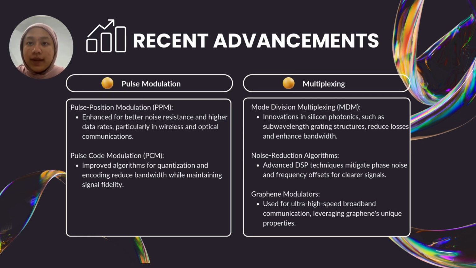And then for multiplexing, we have mode division multiplexing, MDM. Innovations in silicon photonics, such as sub-wavelength structures, reduce losses and also enhance bandwidth. For noise reduction algorithms, advanced DSP techniques mitigate phase noise and frequency offsets for clearer signals. And we also have graphene modulators, used for ultra-high-speed broadband communications, leveraging graphene's unique properties.